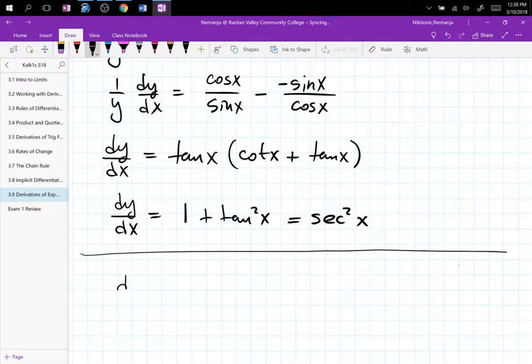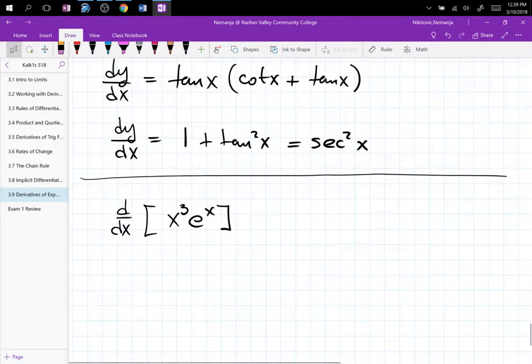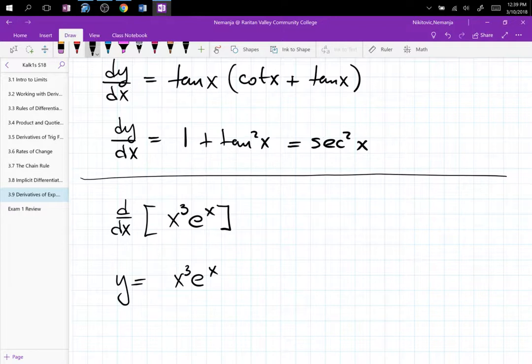So if I have to take the derivative of one of the good old product rules, like x cubed e to the x, using logarithmic differentiation, it's possible, but it's not as pleasant as the previous stuff because, again, ln and e annihilate each other. But it's doable if you're careful. So y is equal to x cubed e to the x, and then we apply ln to both sides.